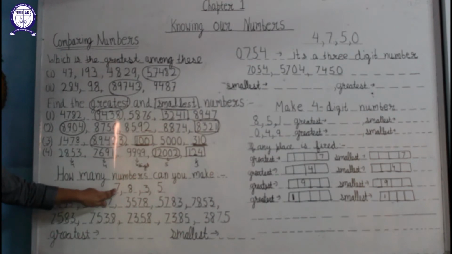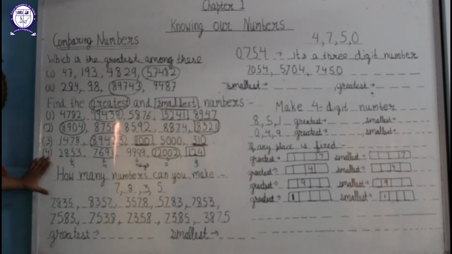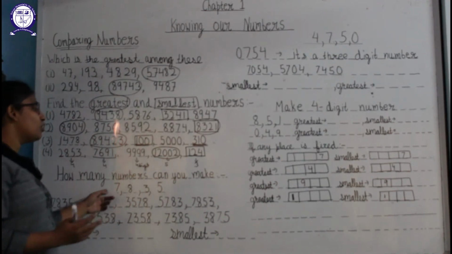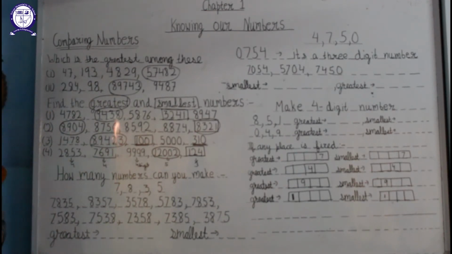Start with this. 7, 8, 3, 5. We can write it as it is. 7, 8, 3, 5 is one of the numbers. Now shuffle all these digits to make the numbers. For a 4-digit number, here I shuffle 8, then 3, 5, 7. You can make these numbers by shuffling the places of these digits.